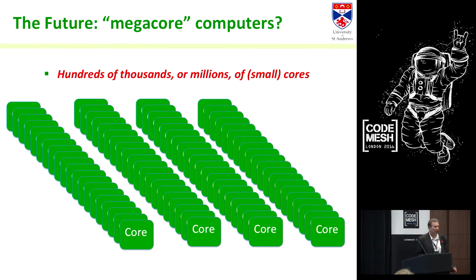Where are we going? Well, we can confidently predict that we're heading towards a future where we don't just have tens of cores on a processor, but we have hundreds, we have thousands, maybe, thinking way ahead, even millions of cores on a chip. I'm calling this the megacore computer.